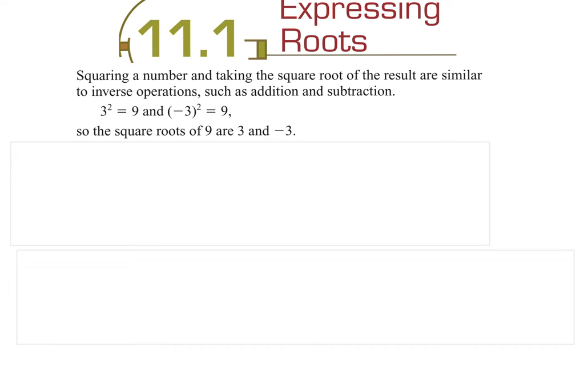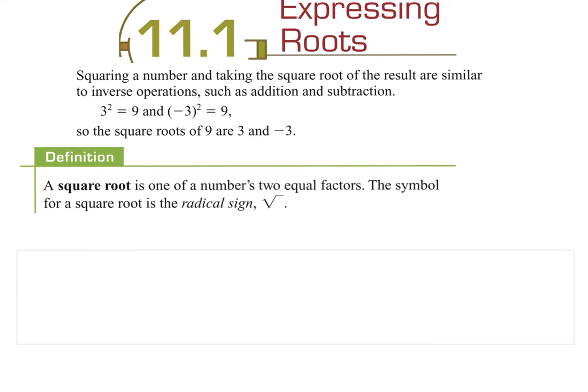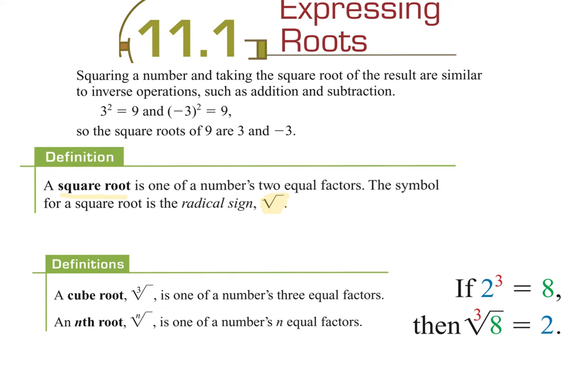So a couple things about roots. A square root specifically is what you've been exposed to the most at this point. It is one of a number's 2 equal factors. The symbol for square root is the radical sign. So this right here is your radical sign, and that is the symbol for square root. We've all done square roots at this point.